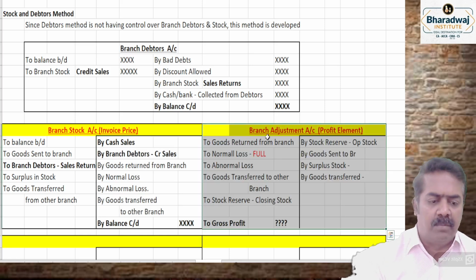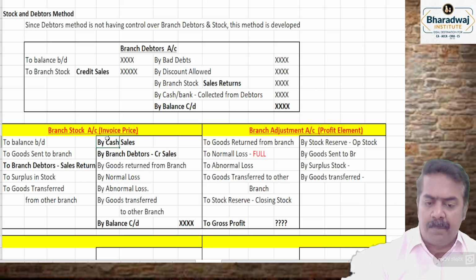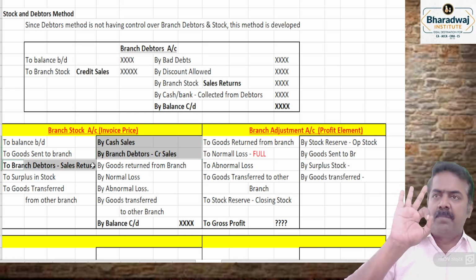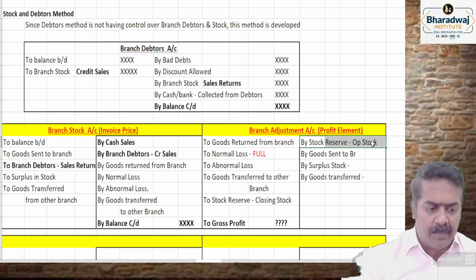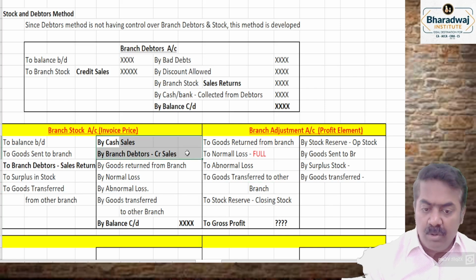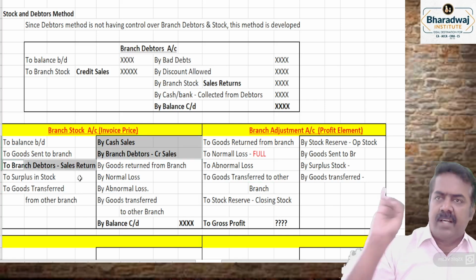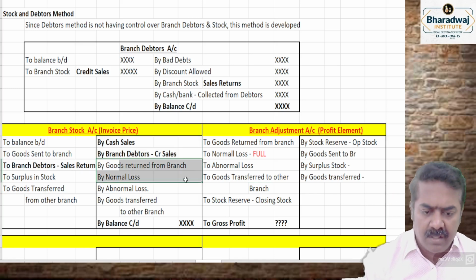Then we remove the loading. Profit in which account? Branch adjustment account. Except on which one? Cash sales, credit sales, and which one? Returns. Except on the three items, you remove the loading on the opposite side. Against the opening stock, it will come as by stock reserve. Against goods sent to branch, by goods sent to branch. Against surplus, by surplus the profit element. Against goods transferred, by goods transferred from other branch, like that. Don't remove loading or profit on which one? Cash sales, credit sales, and returns. Goods returned from branch, remove the loading on the debit side.